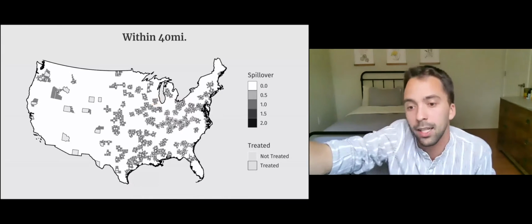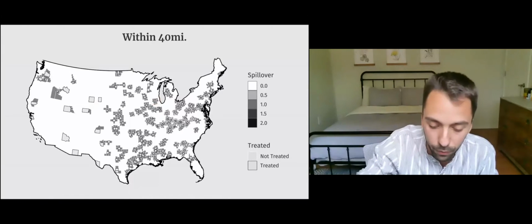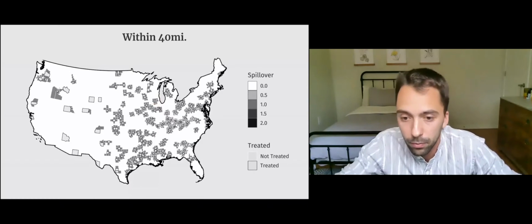They would have access to the libraries, right? But outside of 40 miles, that's just too far to drive to get books, and therefore they have 0 exposure.